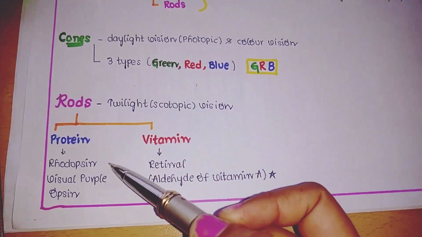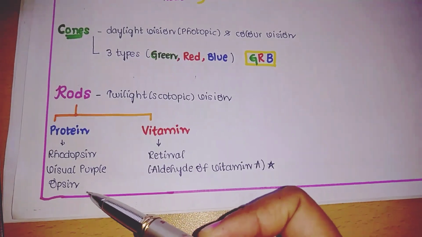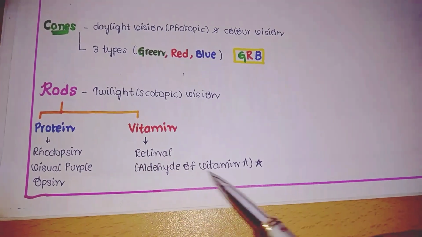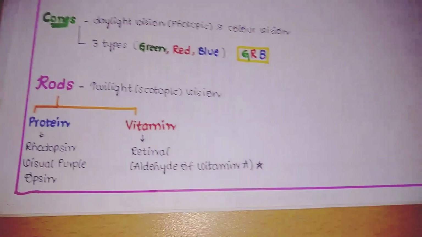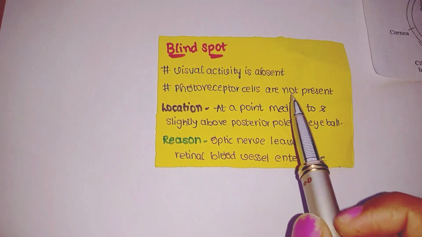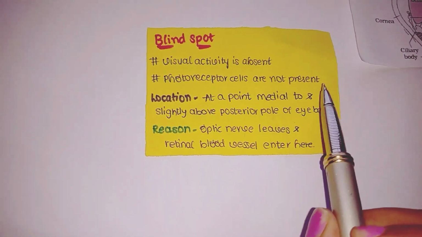The protein part is rhodopsin, also known as visual purple, and opsin. The derivative of vitamin A is retinal, an aldehyde of vitamin A. This is important. In the human eye, the blind spot is the spot where visual acuity is absent. Photoreceptor cells are not present here.